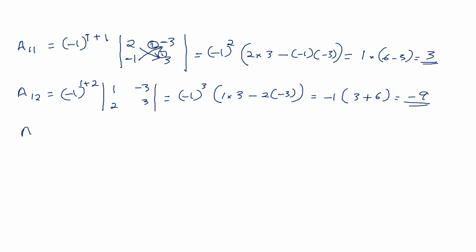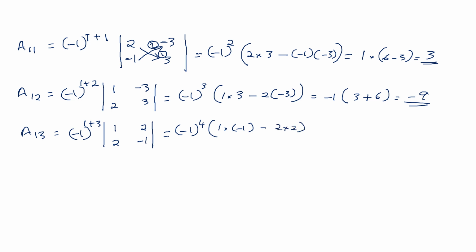Similarly, A13. So A13 is minus 1 to the power 1 plus 3 into, what is the minor there in the main matrix? 1, 2, 2, minus 1. That is minus 1 to the power 4 into 1 into minus 1 minus 2 into 2. Okay, 2 into 2. So this will be 1 into minus 1 minus 4, that is equal to minus 5.